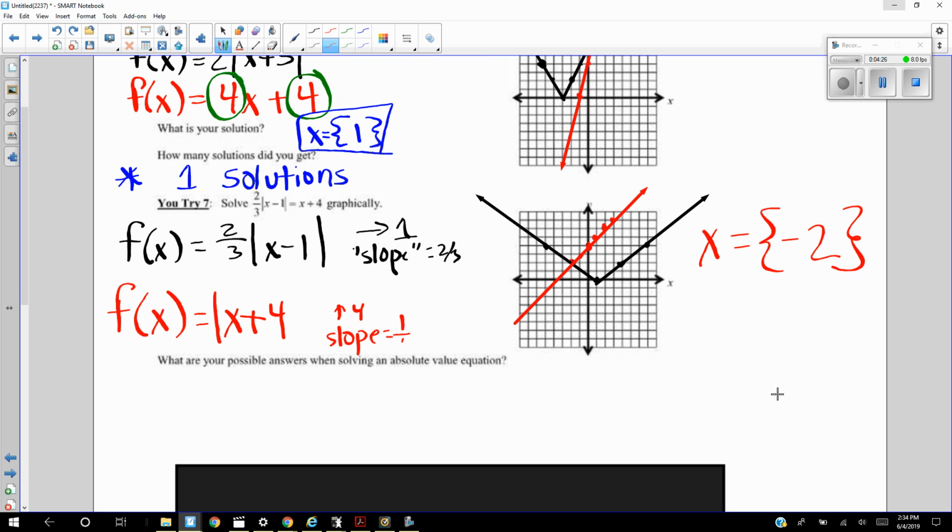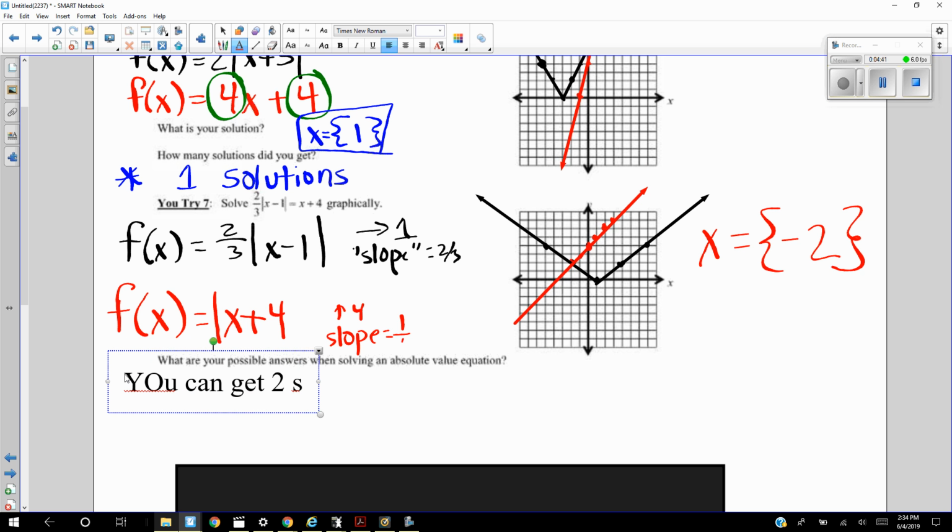So this last question, we've kind of already talked about this, but what are your possible answers when solving an absolute value equation? You can get 2 solutions, 1 solution, or no solutions.